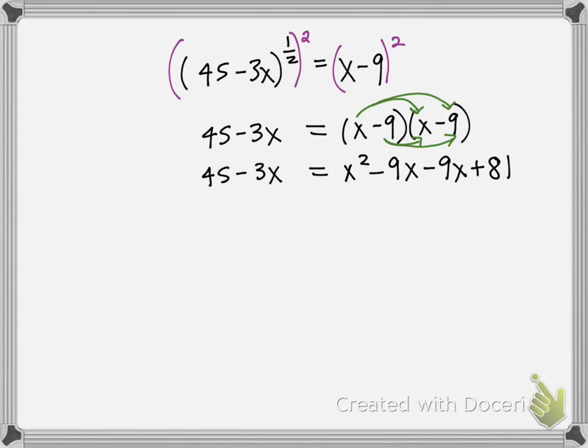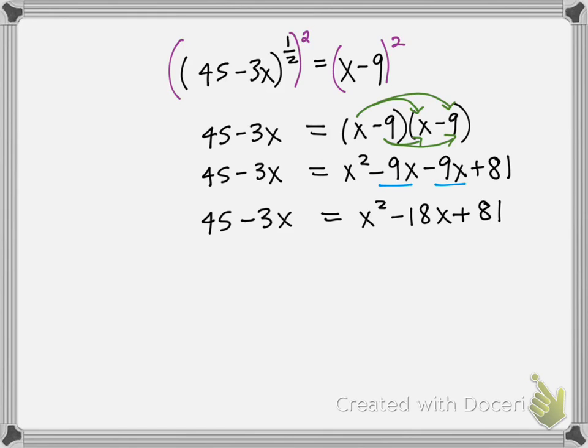I notice I can combine the x's on the right-hand side. Negative 9 minus 9 more would be negative 18. So on the left-hand side, I have 45 minus 3x, and on the right-hand side, I have x squared minus 18x plus 81. In order to solve this, I notice that there's an x to the second power, and if I want to try to factor this, I need it to be positive, so that means I need to move all of the terms to the right-hand side.